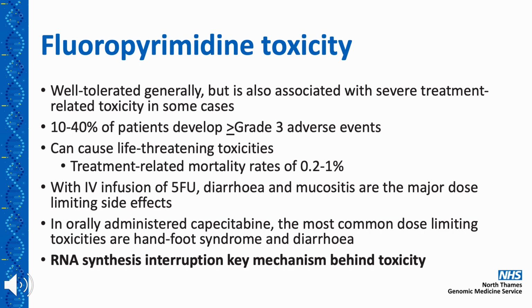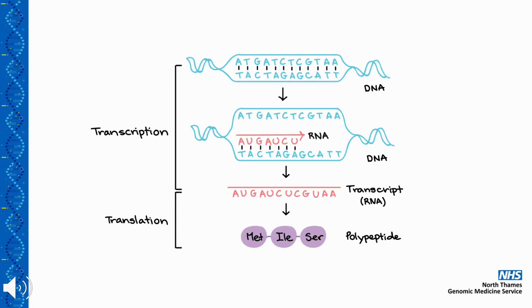With IV 5-FU, diarrhea and mucositis are the major dose-limiting side effects, and with oral capecitabine, hand-foot syndrome and diarrhea are the most common. At toxic therapeutic levels, RNA synthesis is the main mechanism leading to toxicity, and I will explain how this occurs. This diagram shows what is called the central dogma of genetics, that DNA is transcribed by messenger RNA and the transcript is used to generate the amino acid chain which leads to the protein product. The bases of DNA are A, C, G and T, while RNA has A, C, G and U.